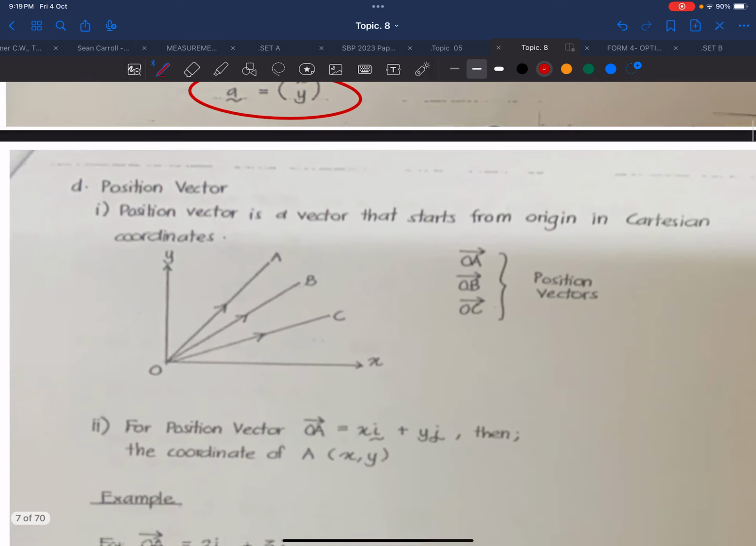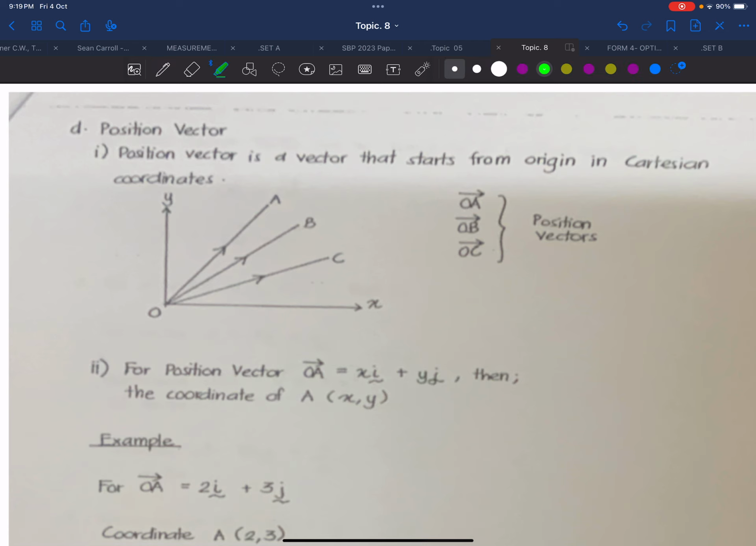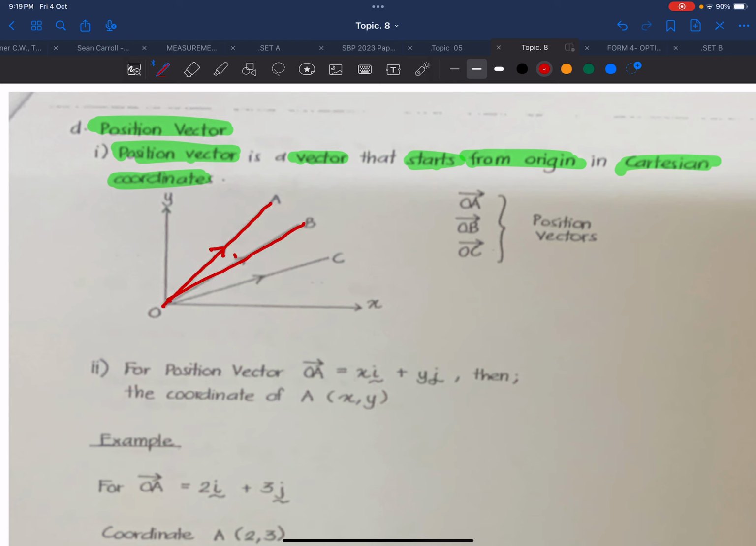Next, we look at position vector. The word position means the vector must start from the origin. So a position vector is a vector that starts from the origin in the Cartesian coordinate. So we have a few here. The position vector OA, position vector OB, position vector OC.